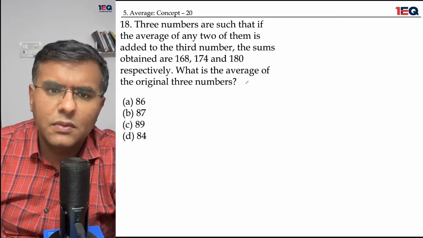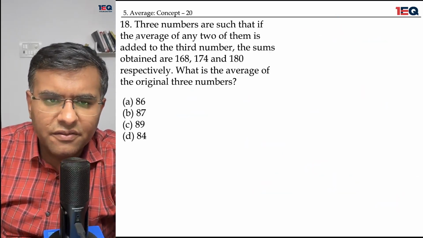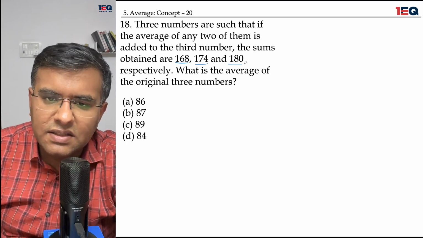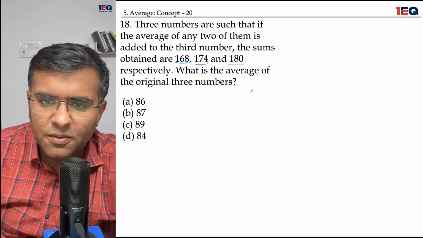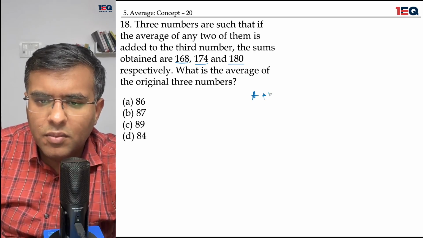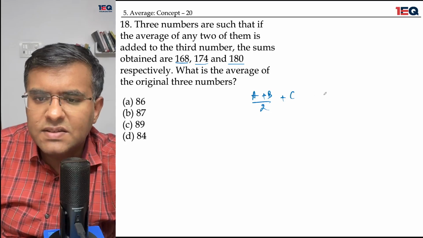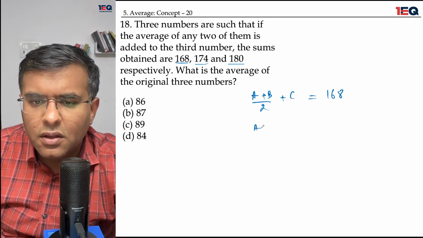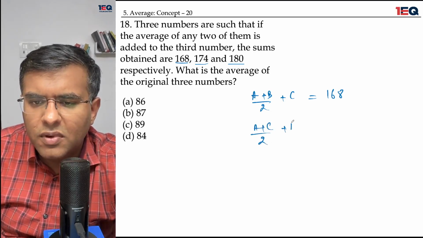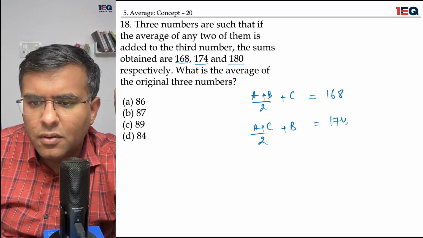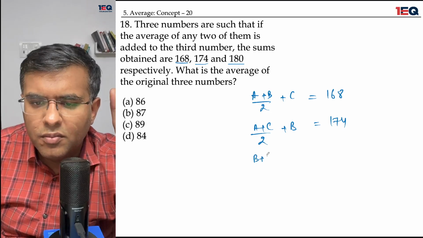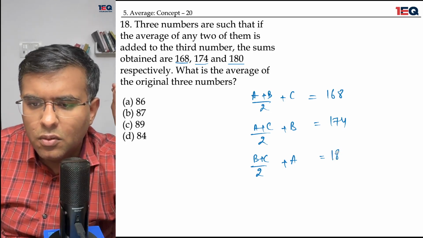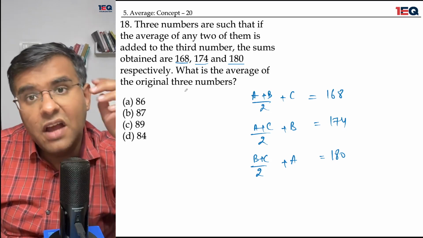Moving on. Three numbers are such that if the average of any two of them is added to the third number, their sums obtained are this, this, and this. The average of the original three numbers needs to be found out. I have A plus B by 2 plus C is equal to 168. Similarly, for all the other three, A plus C by 2 plus B is equal to 174. And finally, B plus C by 2 plus A being equal to 180. What is the average of the original three?